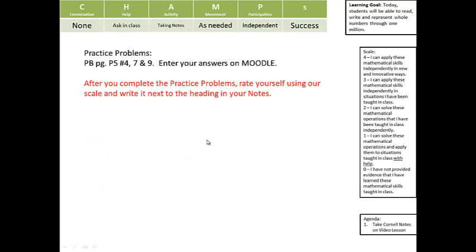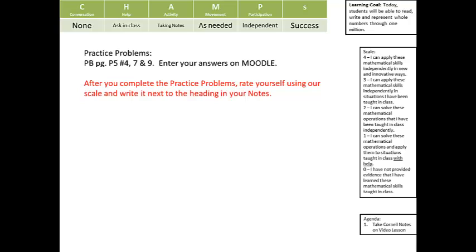All right, for our practice problems, you're going to be working out of the practice book, on page P5. We're going to do problems number 4, 7, and 9. Once you've worked those problems out, make sure that you enter those into Moodle. That'll get your grade, and it'll also let you know if you got them correct or not. And if you have any questions, please make sure you bring those to class tomorrow.